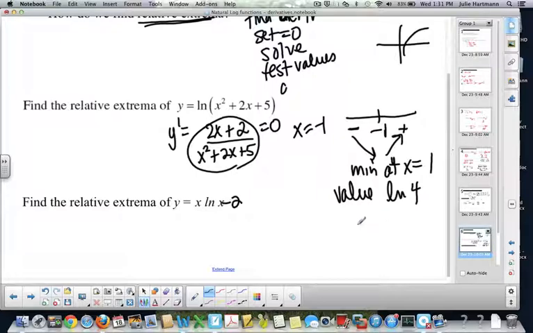Alright. So hopefully you got that. I'm not going to do that second example. If you want to do it, your relative min occurs at 1 over e, and it is negative 1 over e. Okay, but I think the video is long enough. So there you go. That's how you do derivatives of natural logs.